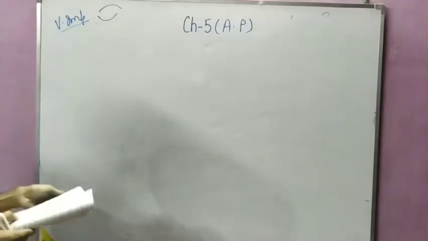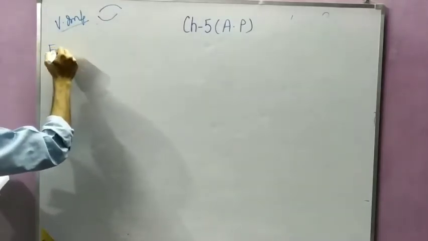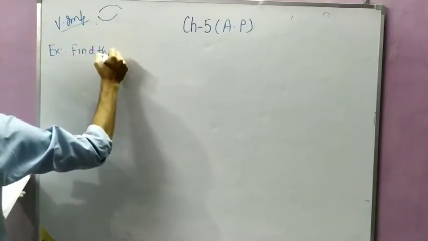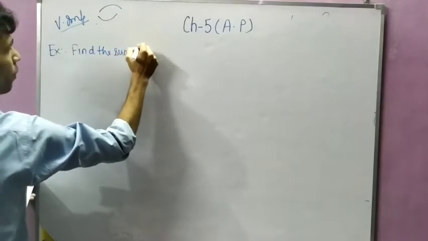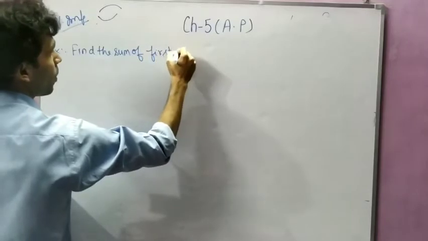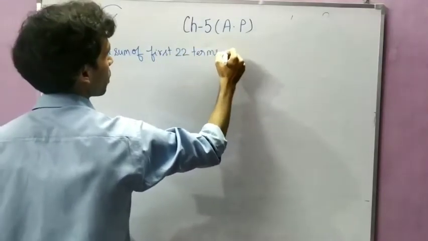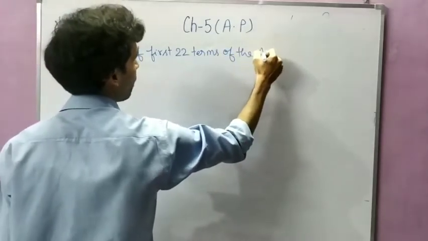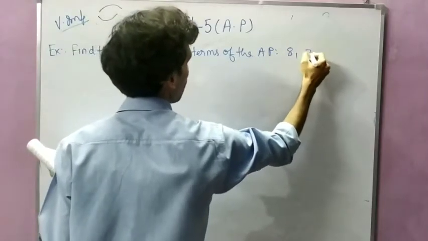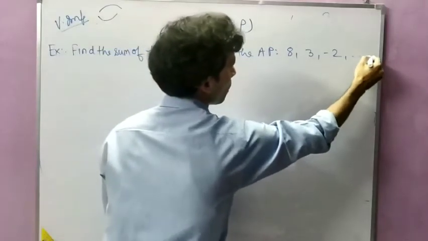Now, one example for you. Example: find the sum of first 22 terms of the AP, and the AP is 8, 3, minus 2, and so on.